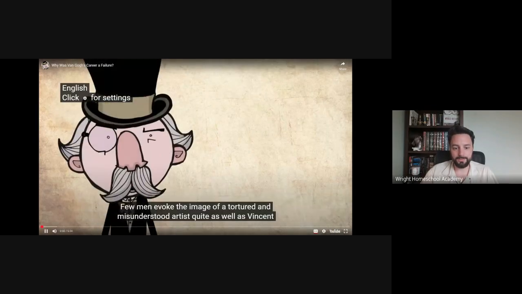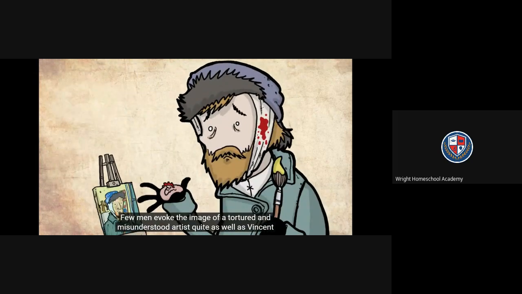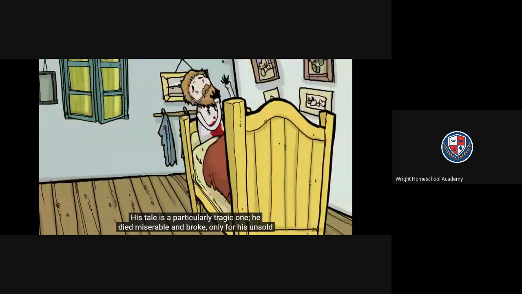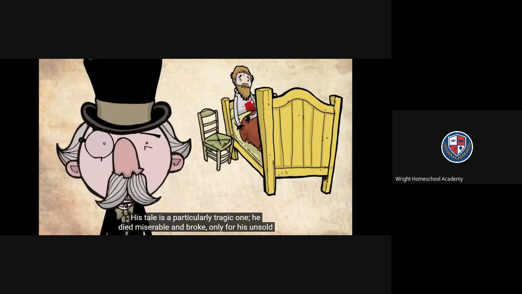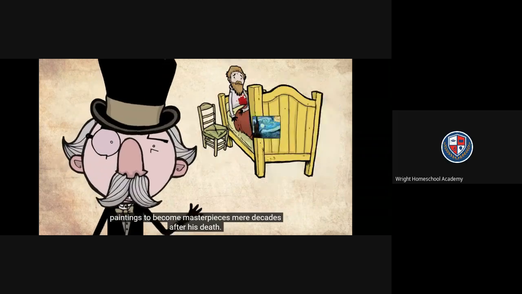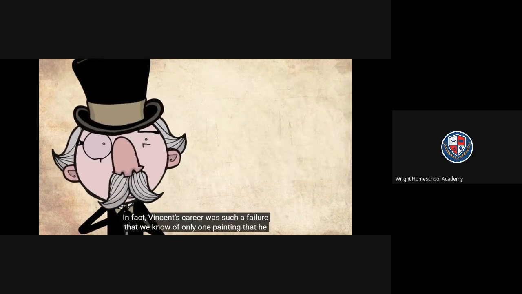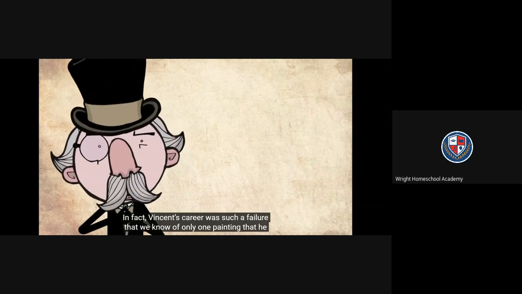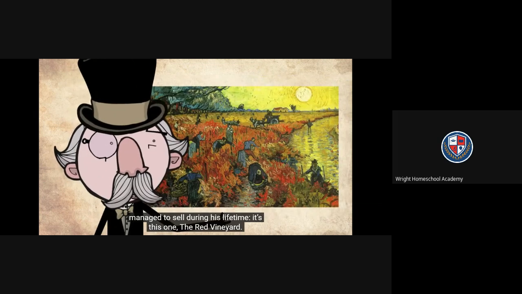Here we go. Few men evoke the image of a tortured and misunderstood artist quite as well as Vincent van Gogh. His tale is a particularly tragic one. He died miserable and broke, only for his unsold paintings to become masterpieces mere decades after his death. In fact, Vincent's career was such a failure that we know of only one painting that he managed to sell during his lifetime. It's this one, the Red Vineyard.